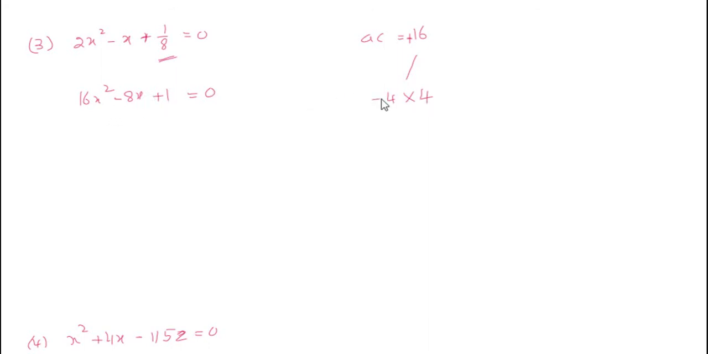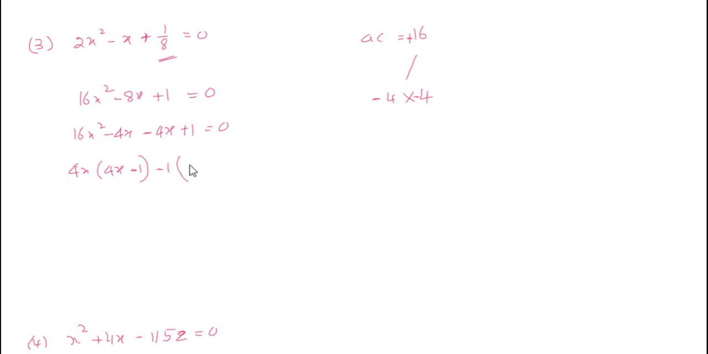So the signs of these two factors need to be minus. So minus 4 plus minus 4 is minus 8. Minus 4 into minus 4 is plus 16. 16x square minus 4x minus 4x plus 1 equal to 0. Take 4x outside. So what is remaining here is 4x minus 1. Then here there is nothing to take out, say just 1.